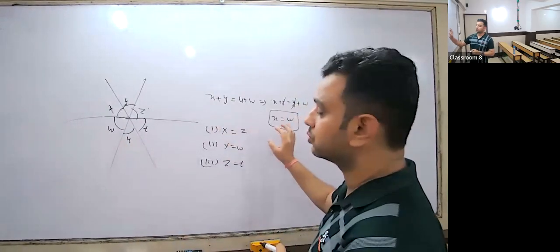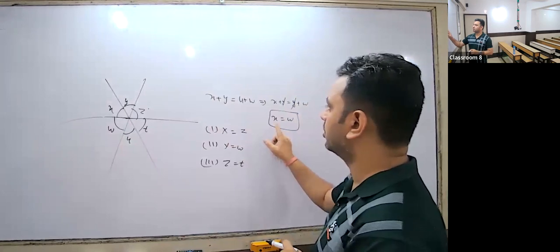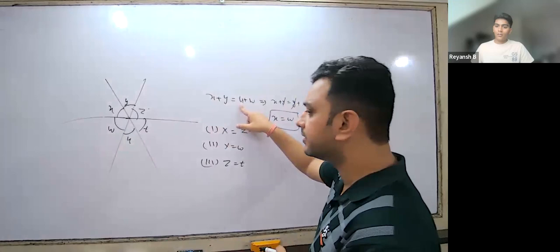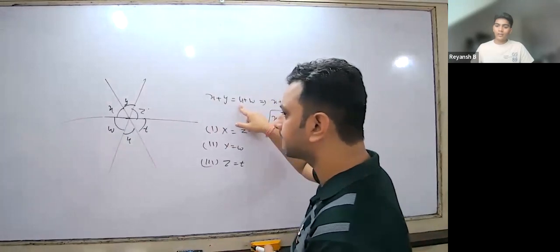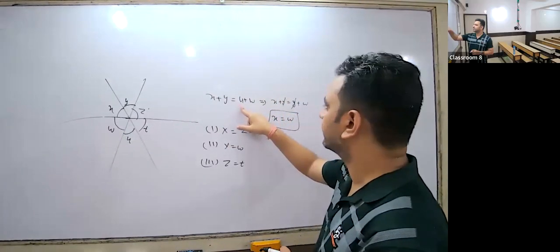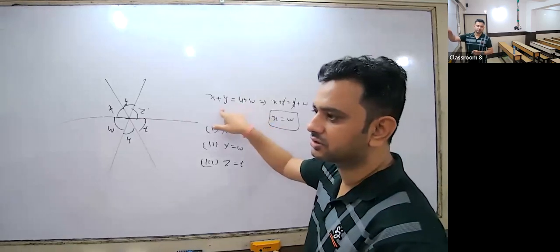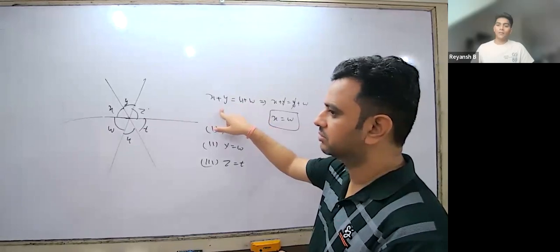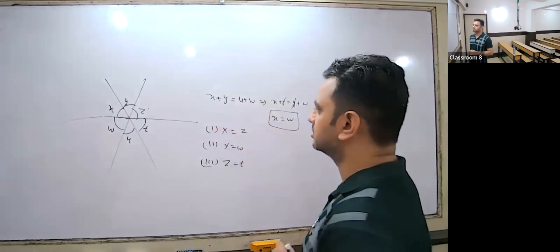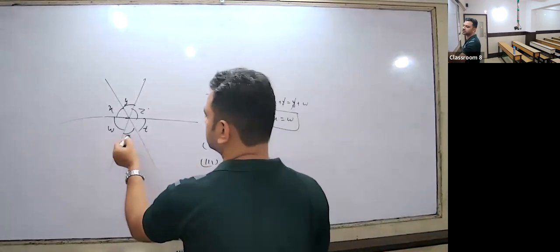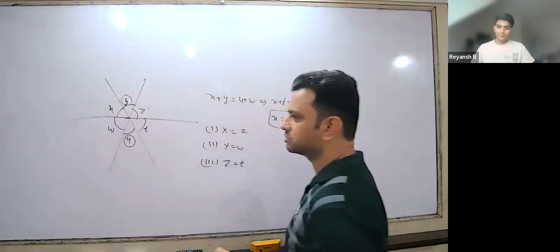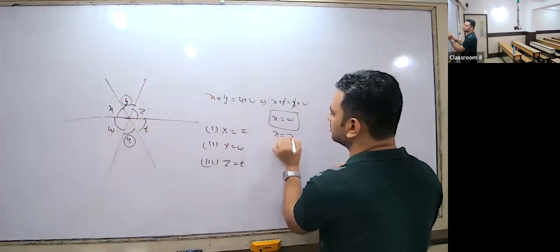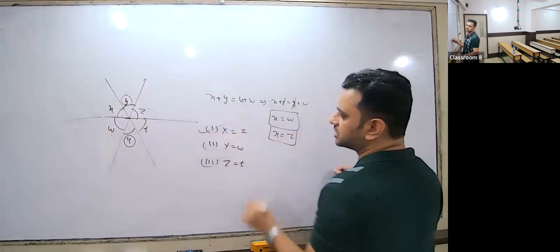X plus Y equals Y plus W. Pardon? How did you get X plus Y, Y plus W? This is given actually, in the question. Okay, makes sense, yeah. These are opposite angles, so I'm replacing this U with Y. But here W equals Z, so I can write X equals Z. Got it? So the first is correct.